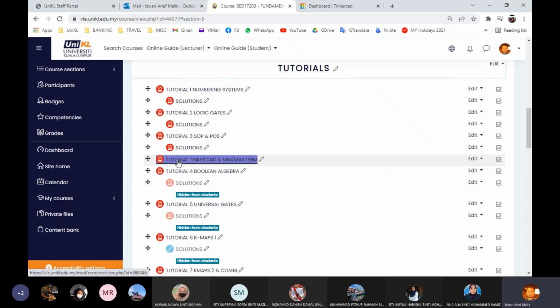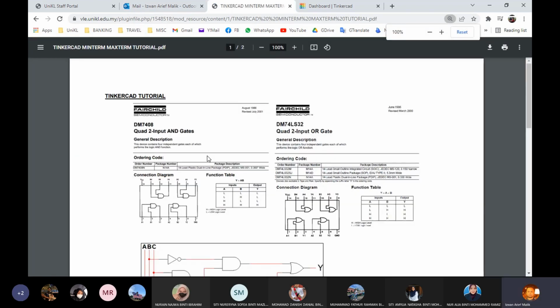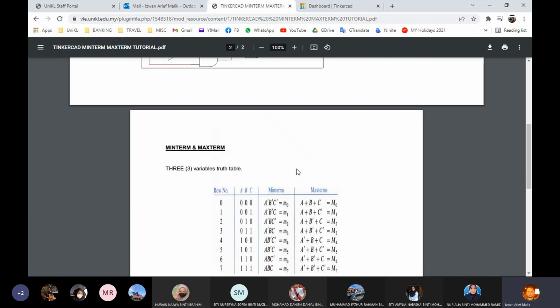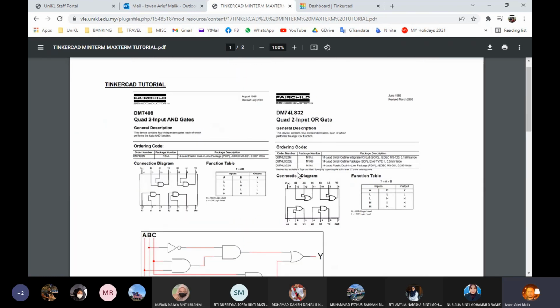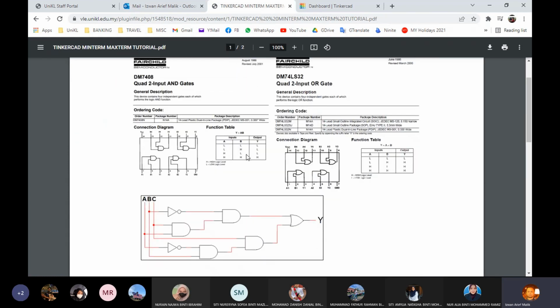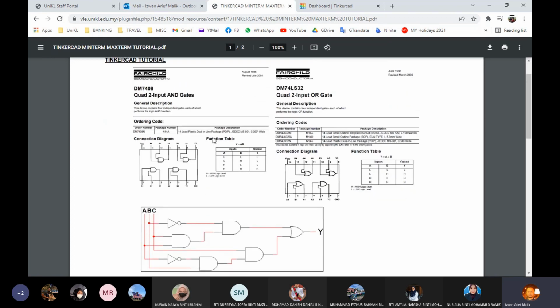So you may open this one for your reference. What is here, I have two things for Tinkercad. The first one is the datasheet for the 7408 AND gate and the 7432 OR gate. Why do I need this? Later I will show you why.